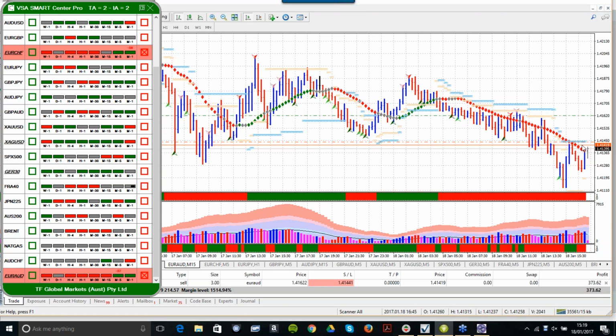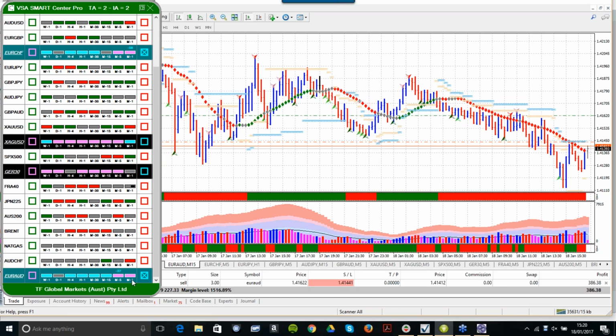What are the small letters below each block? Right, that's telling you, Mike, which time frame, all right? So let's focus in here on the Euro Aussie dollar, right? W1 means weekly chart. D1 means daily chart. H4 means 4-hour chart. H is for hour, 4 is the time frame. H1 is 1-hour chart. M3 is 30-minute chart. M15 is 15-minute chart. M5 is 5-minute chart.